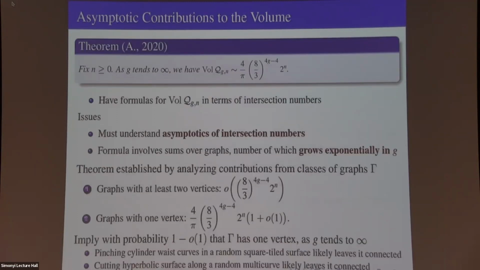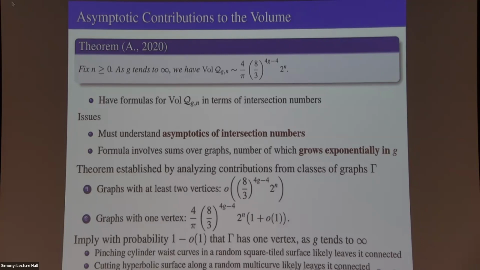Okay, so back to this theorem. As I mentioned before, the theorem tells you some sort of large genus asymptotic for how big this volume is as g tends to infinity and as n stays fixed. And we have a formula for this volume in terms of intersection numbers.